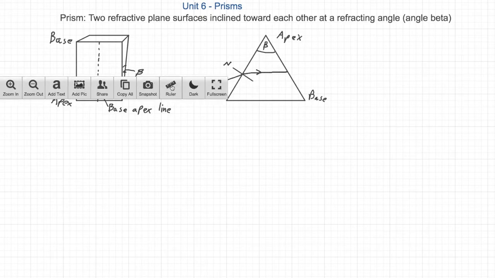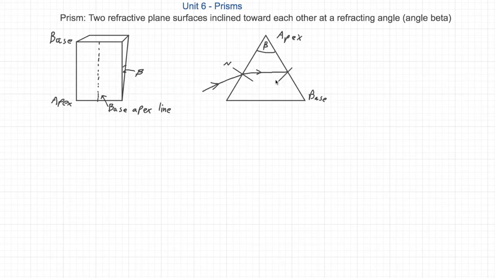Now we'll construct a normal on the second face of the prism. And now the light ray is traveling from a higher index inside the prism to the lower index of air outside the prism, so it will be bent away from the normal. So a very important principle of prisms is that if a prism is surrounded by a material of a lower index, the light ray will always be bent toward the base.